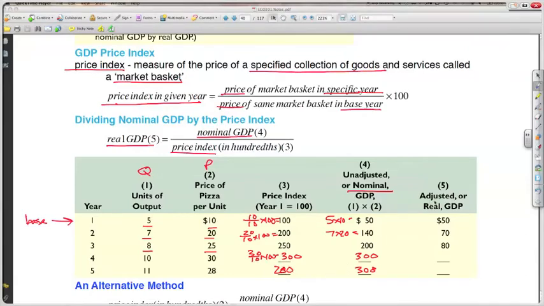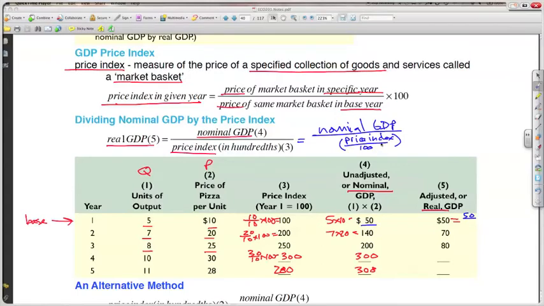So now to get this adjusted or real GDP, we take our equation here. So this is going to be equal to our nominal GDP, 50, divided by the price index. Notice that it says in hundreds. So another way to write this is nominal GDP over our price index, and that's over 100.